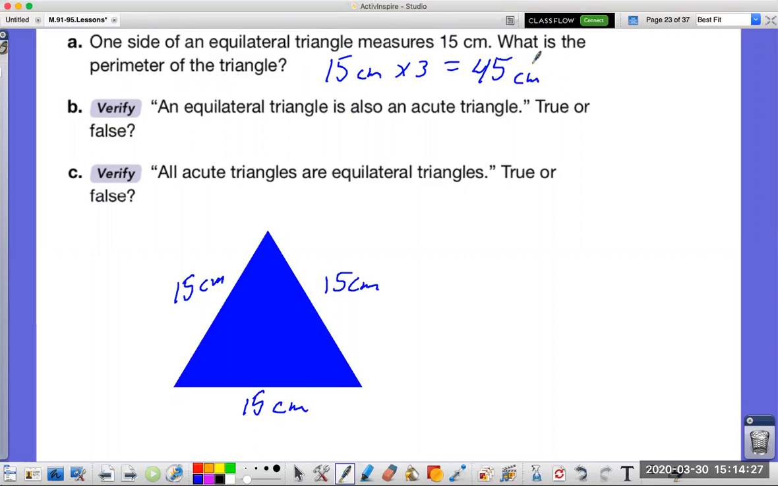45 centimeters. That would be the perimeter of that triangle. If you have an equilateral triangle that's also an acute angle, is that true or false?